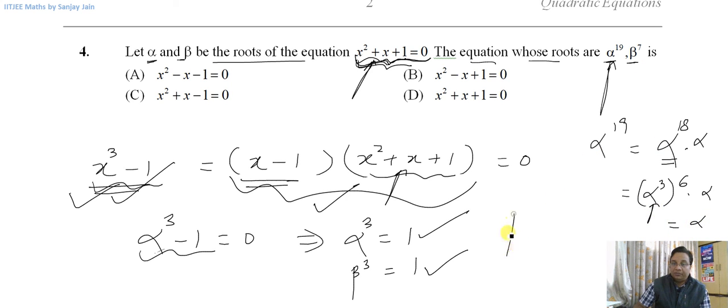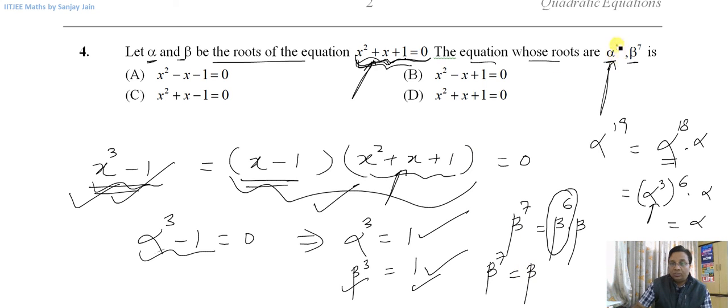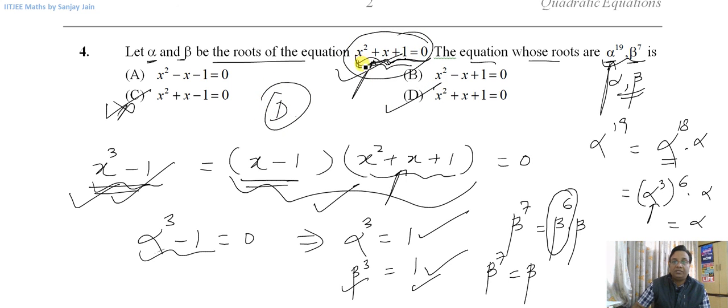And similarly, you can manipulate beta raised to power 7. This is nothing but beta raised to power 6 into beta. And what is beta raised to power 6? If beta cubed is 1, then beta raised to power 6 is also 1. So beta raised to power 7 is equal to beta. So these roots are nothing but alpha and beta. So the equation whose roots are alpha raised to power 19 and beta raised to power 7 will be the same equation as this one, right? So which is the right option? This is not the right option. This one is the right option, option D, because the equation will remain the same. So this was about this question.